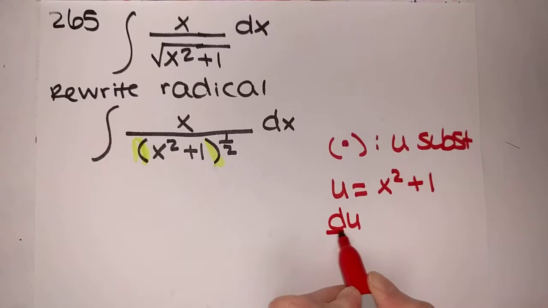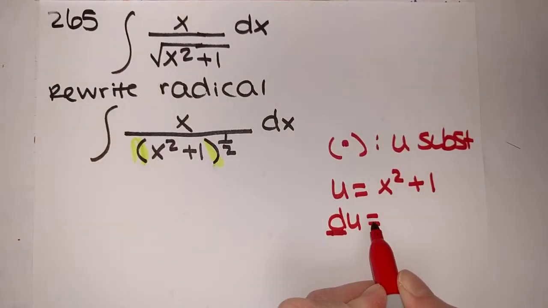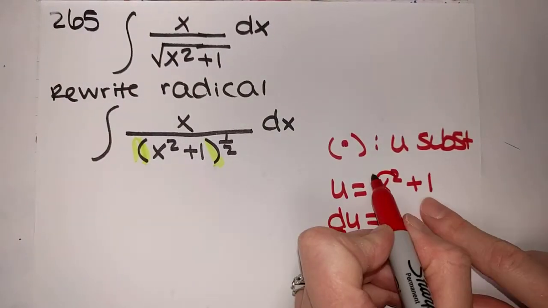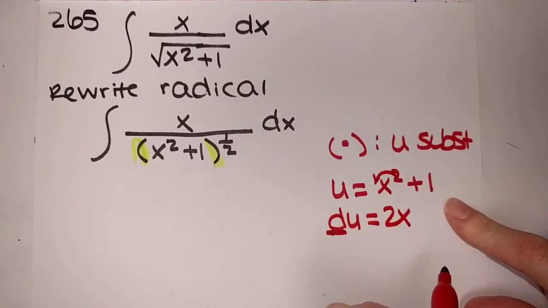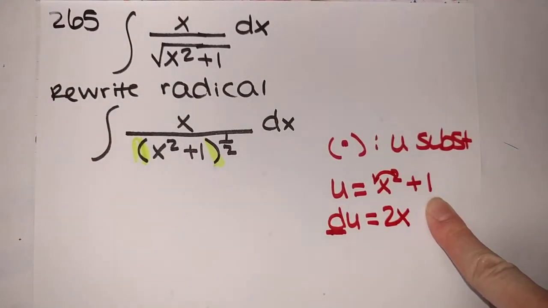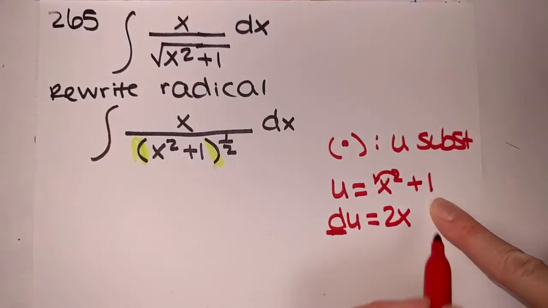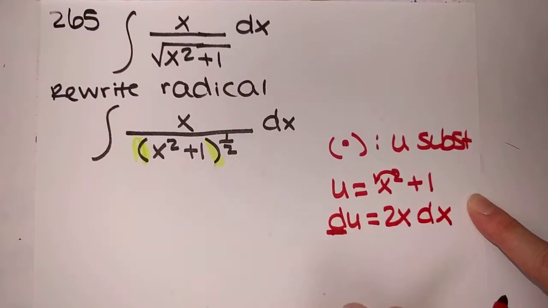Now, du, take the derivative. Remember, with derivatives, you drop stuff. So you drop down this 2, so it becomes 2x. The plus 1 is going to drop to 0, standalone constant. And then we have our dx.